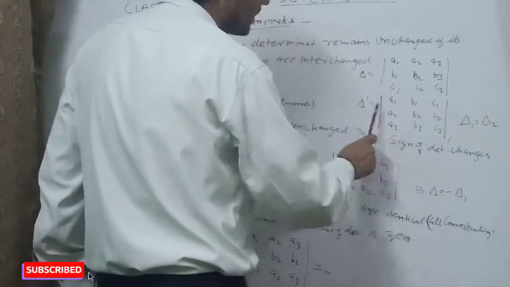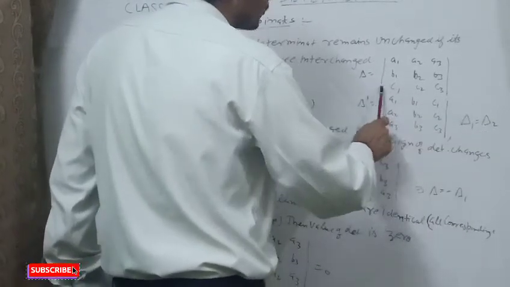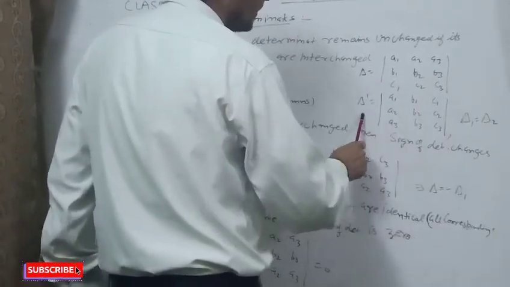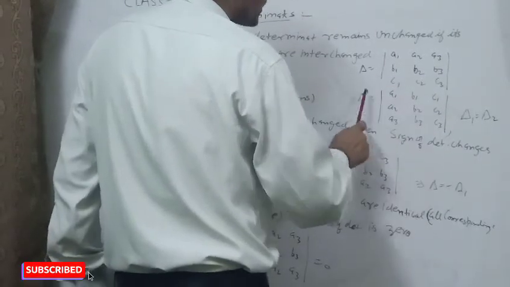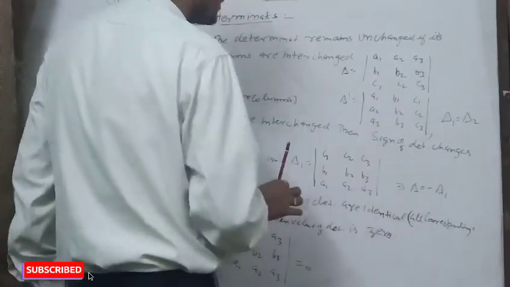The value of both the determinants is the same. If we solve this determinant and this determinant, we get the same value for both, right?